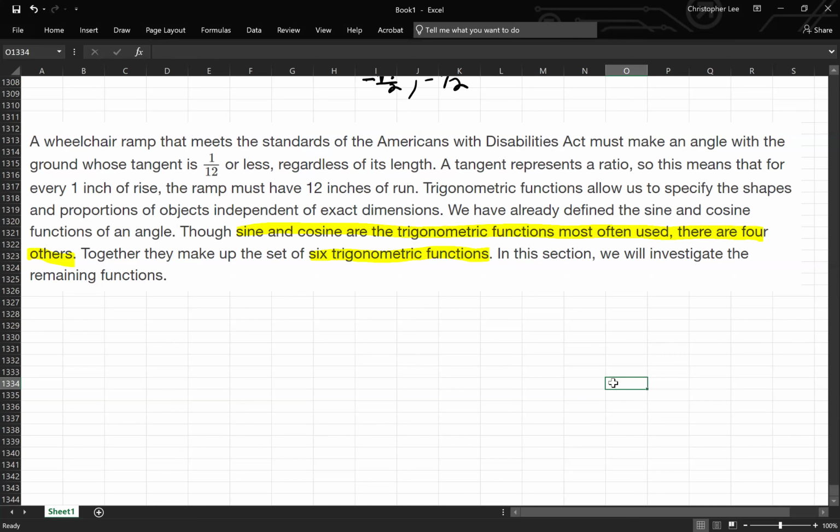All right, real interesting. Trigonometric functions allow us to specify the shapes and proportions of objects independent of exact dimensions. So we have already defined the sine and cosine functions of an angle. Though the sine and cosine are the trigonometric functions most often used, there are 4 others, right? Together, they make up the set of 6 trigonometric functions. In this section, we will investigate the remaining functions.